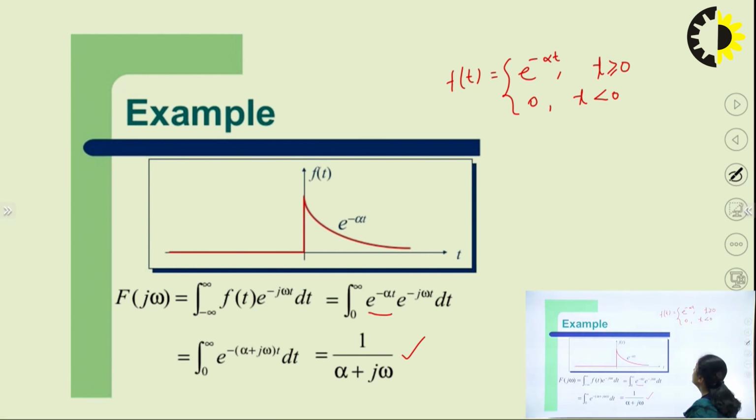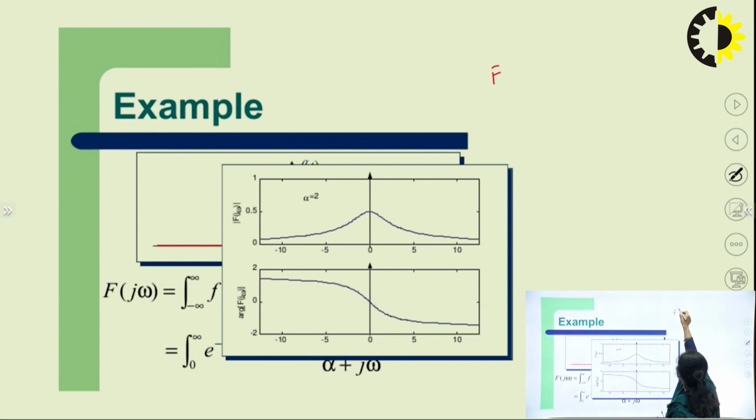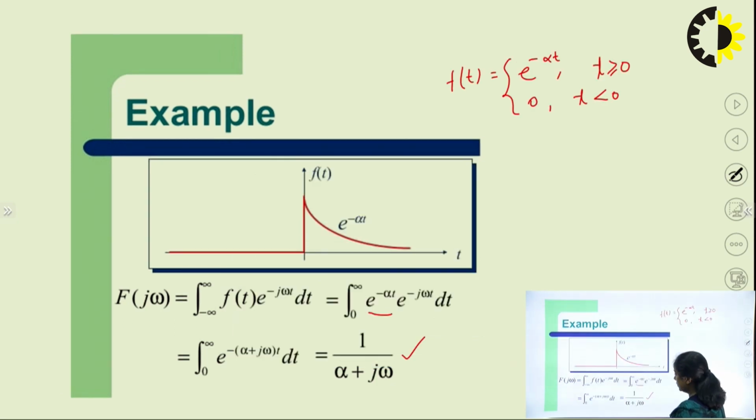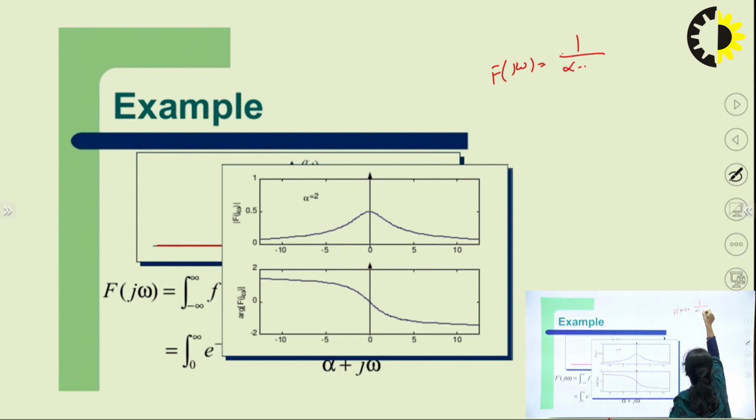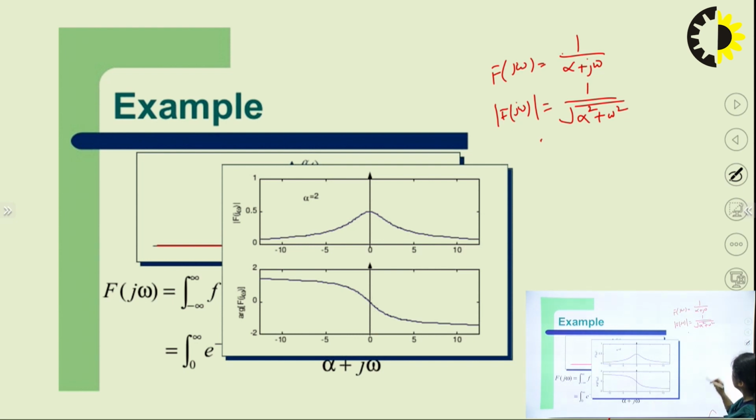What is the magnitude here? F(jω) is 1 upon α plus jω. So the magnitude of F(jω) is 1 upon the square root of α² plus ω². As ω increases, the magnitude decreases. It has its maximum value at ω equal to 0, and as ω increases, it decreases. Also, for ω equal to minus 2 and ω equal to 2, it has the same value because it is a function of ω² only.